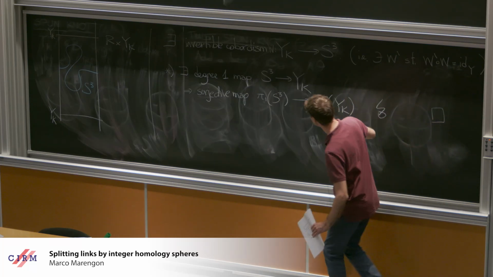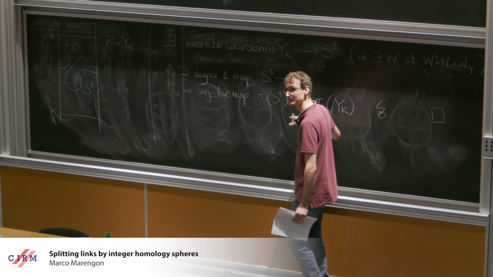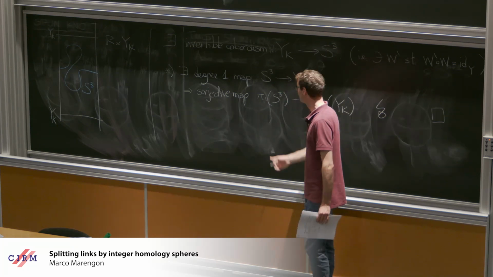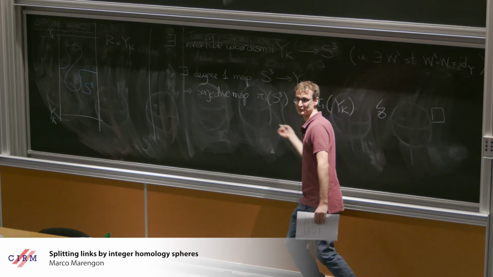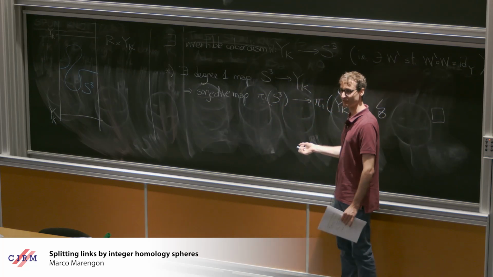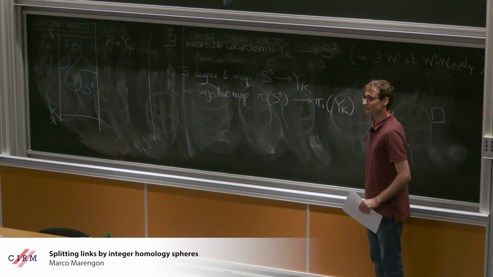Okay, if you never saw this before, this is an exercise in covering space theory. So if you have a degree 1 map, then think about covers, and you can prove that it induces a surjective map on the level of pi 1. Okay?